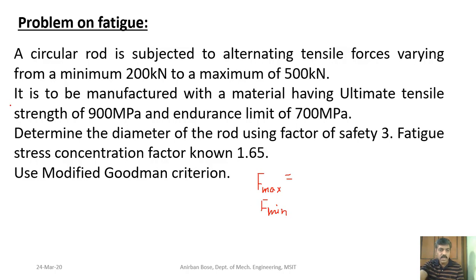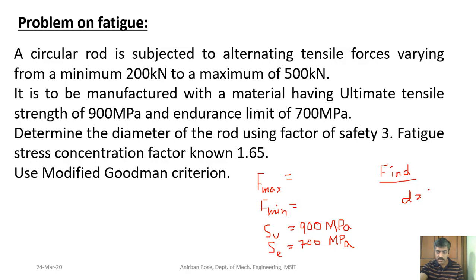It is to be manufactured with a material having ultimate tensile strength, which is given, 900 megapascal, and the endurance limit is also given, and that is 700. Then determine the diameter of the rod. So find the diameter of the rod, that you have to find out.